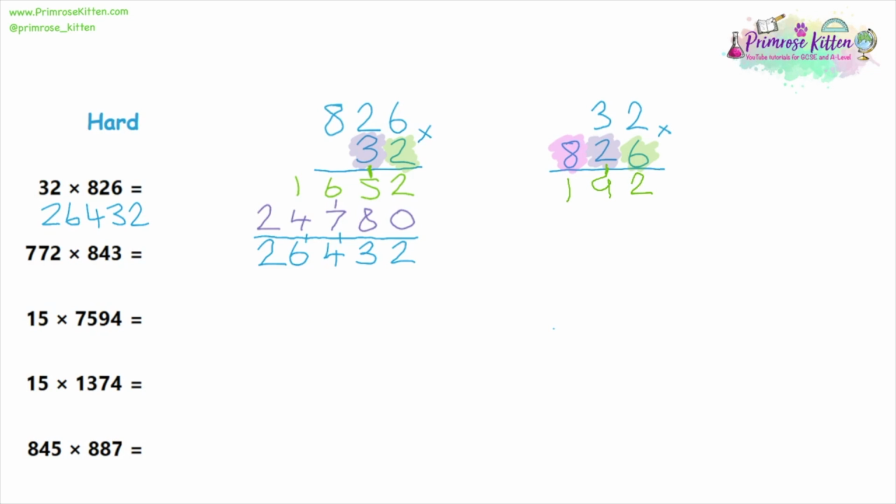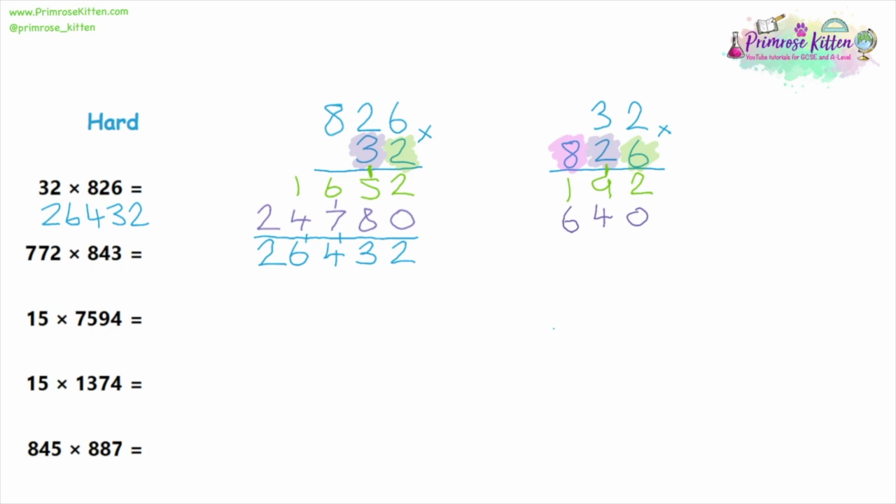Now I'm going to multiply by the tens, so 2 times 2 is 4. And since the 2 is representing 20 in the tens column, I'm going to write 4 in the tens column, filling up any spaces with a 0. Next is 2 times 3 is 6, write that in the next column, and we are done multiplying the tens.